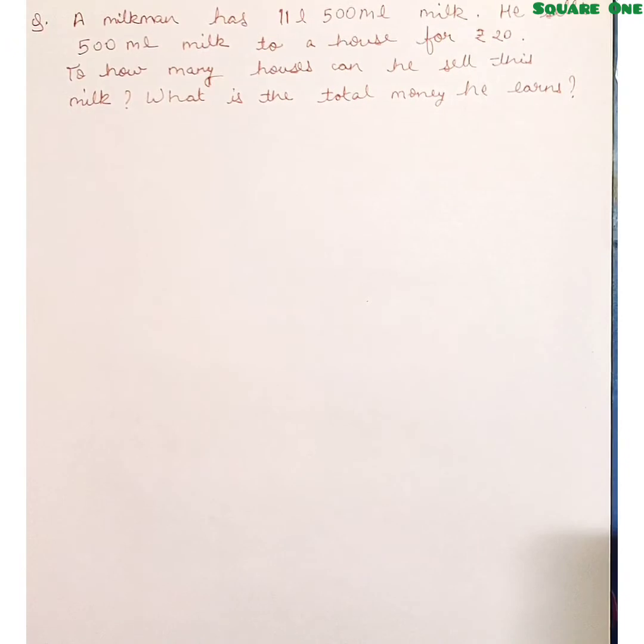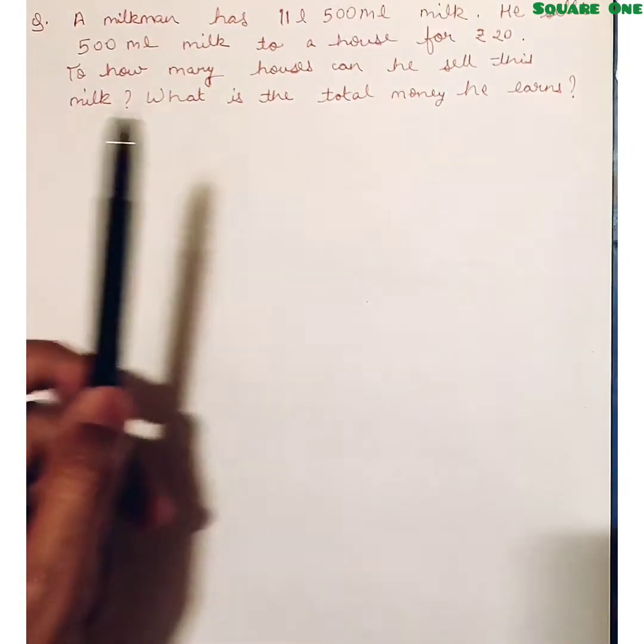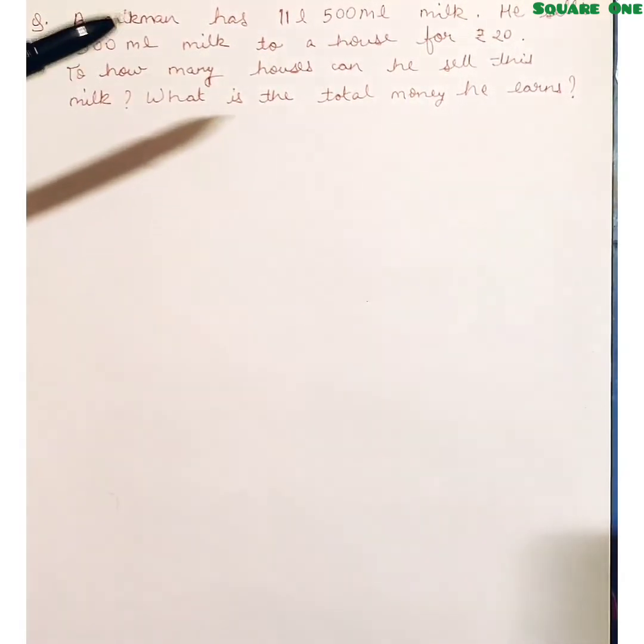Now the next question we have is, a milkman has 11 liter 500 milliliter milk. He sells 500 milliliter milk to a house for rupees 20. To how many houses can he sell this milk? What is the total money he earns?